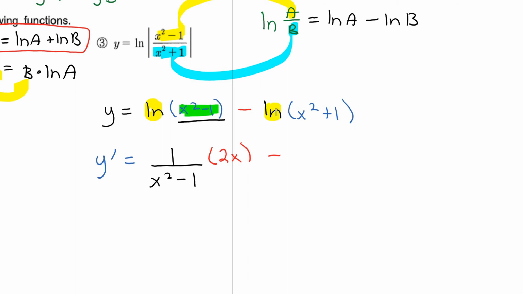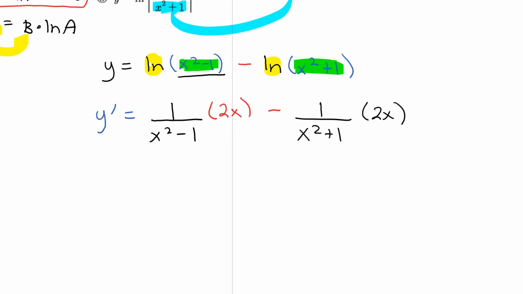Alright, now the derivative of ln is once again 1 over the inside guy, and now the inside guy here is just x squared plus 1. And then the chain rule states that I need to take the derivative of that guy, and the derivative of x squared plus 1 is 2x. So right there, that's your final answer, and if you want to simplify this, you can.